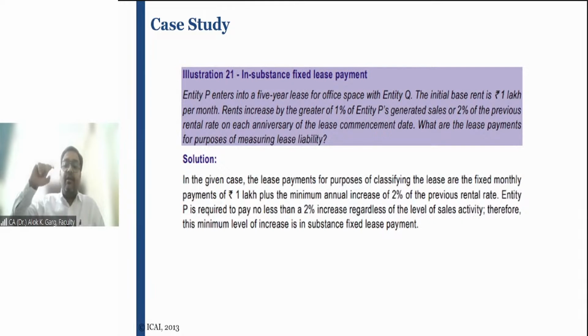2% of the previous rental or 1% of the previous year sales, whichever is higher. Sales I am not aware of, but rent I am aware of. So the formula is the higher. If 1% of sales is higher than 2% of rental, then that amount will be applicable. Or if 1% of sales is lower than 2% of rental, of course 2% of the rental will be applicable. So in any case, the minimum escalation is 2% of the previous rental. So in substance, to the extent of 2% of previous year rental, it is fixed. In this particular question I'm talking about, because we discussed this question in the last class. So this is known as an in substance fixed payment.